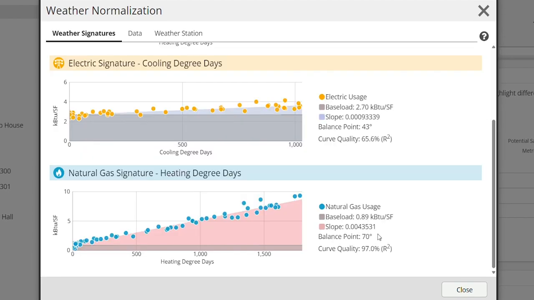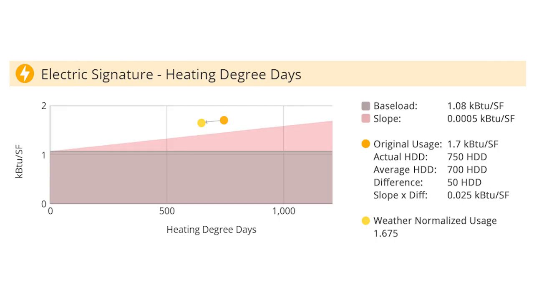The slope is the linear relationship of energy usage as it pertains to heating degree days or cooling degree days. The bigger the slope, the more dramatic effect that weather plays on energy usage. If no heating or cooling pattern can be identified, it is considered a baseload-only signature. Weather normalization is not applied to baseload-only signatures.